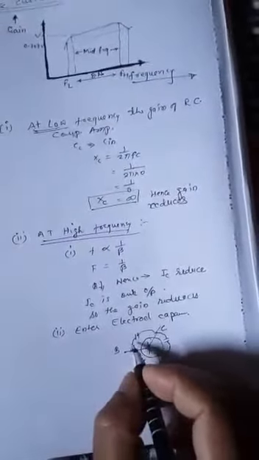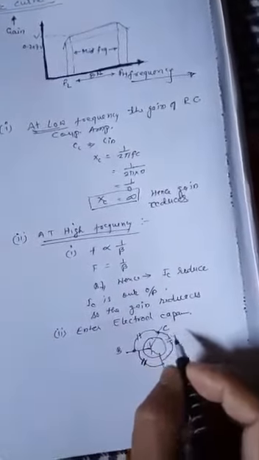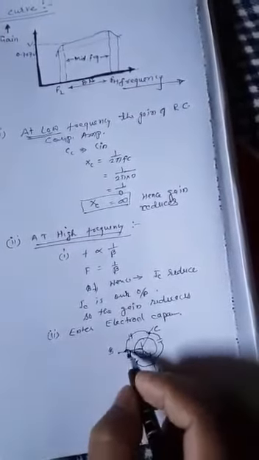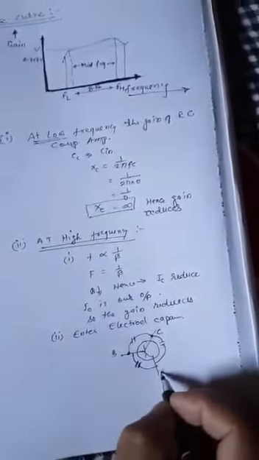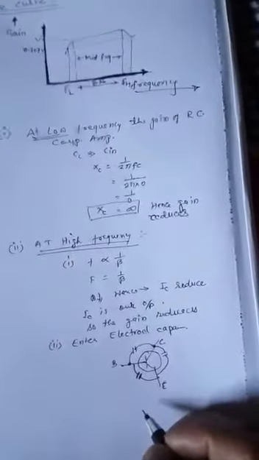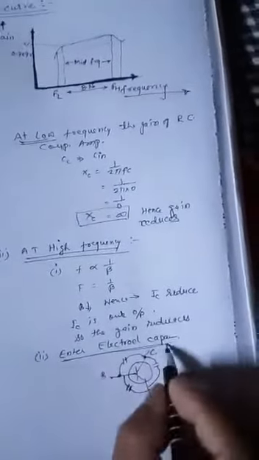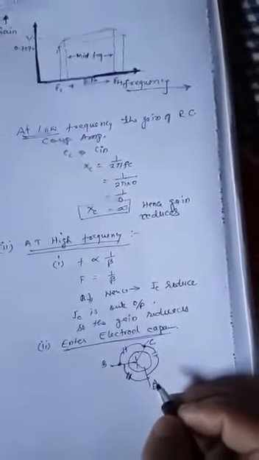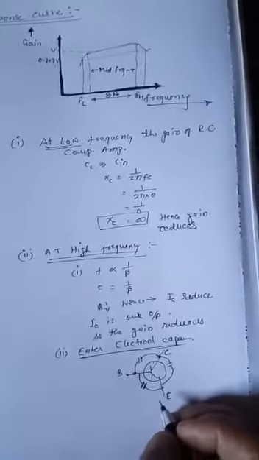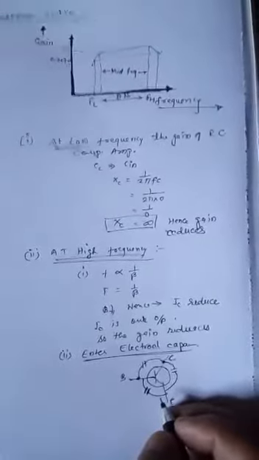The inter-electrode capacitance between base and collector is CBC. The inter-electrode capacitance of collector to emitter is CCE, and CBE is the inter-electrode capacitance of base to emitter terminal. Whenever the frequency increases, the gain reduces due to inter-electrode capacitance.